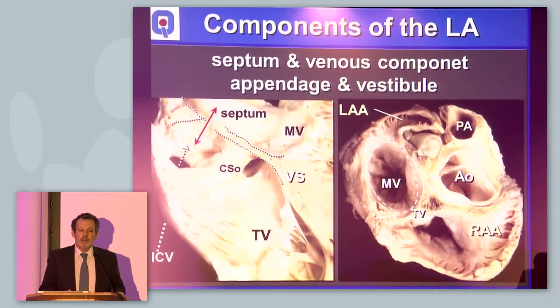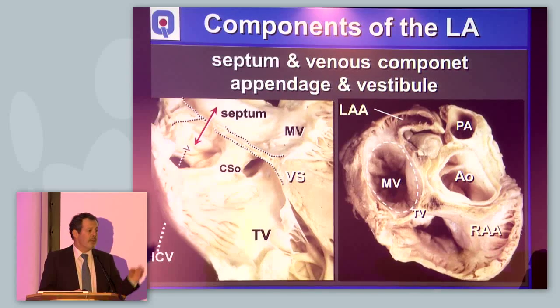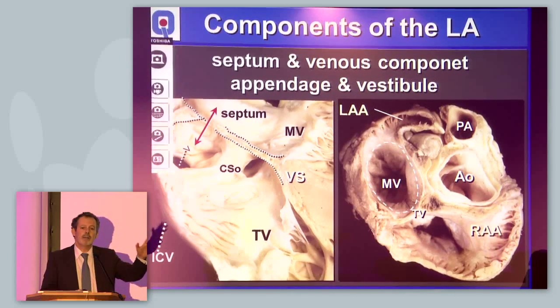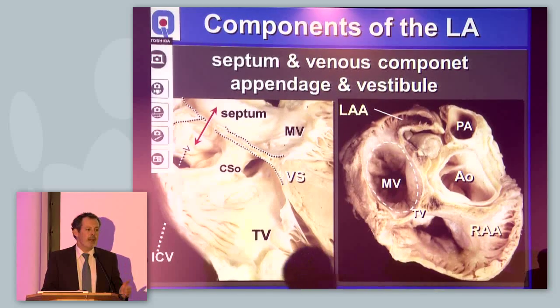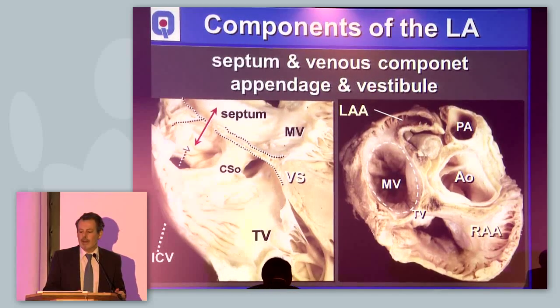We can distinguish within the left atrium 4 components: the septum, the venous component, the appendage, and the vestibule. These 4 components are the same for the right and the left atrium. And we have the same component, the interatrial septum, for both left and right atrium.